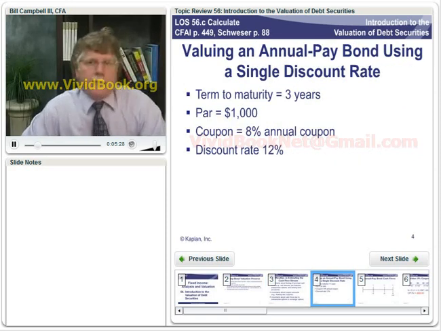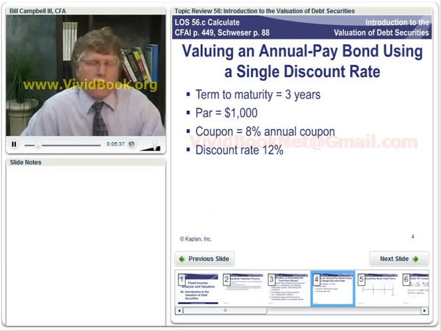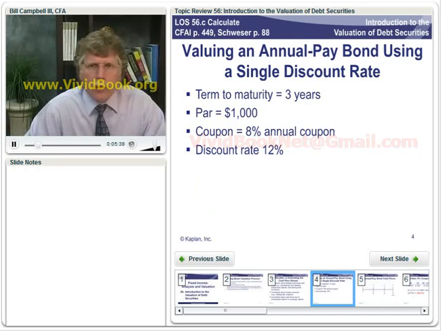Here's an example, valuing an annual pay bond using a single discount rate. Very easy problem. Term to maturity, 3 years. Annual pay, so we're going to get coupon, coupon, coupon, and then with the last coupon we're also going to get the principal. Par value is $1,000, coupon is 8%, discount rate is 12%.